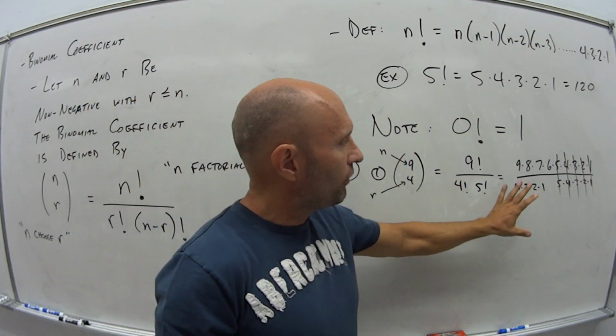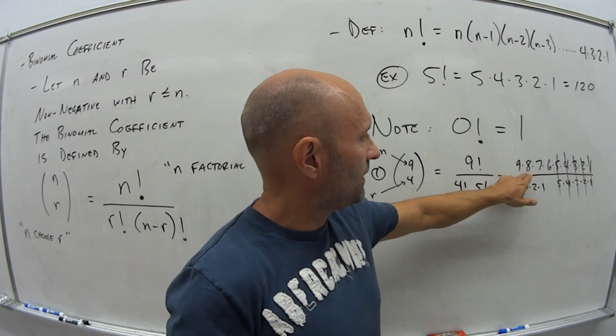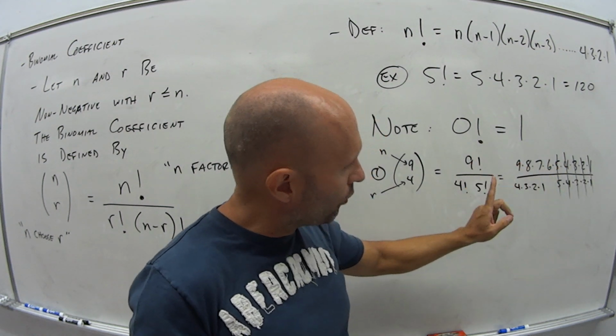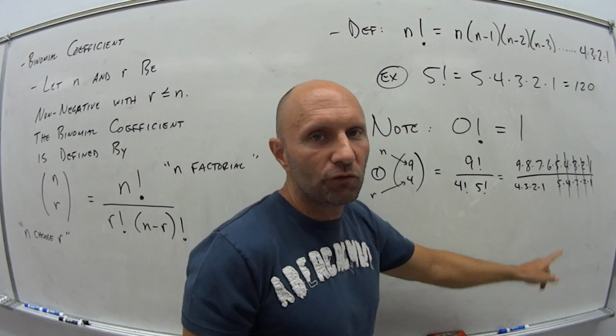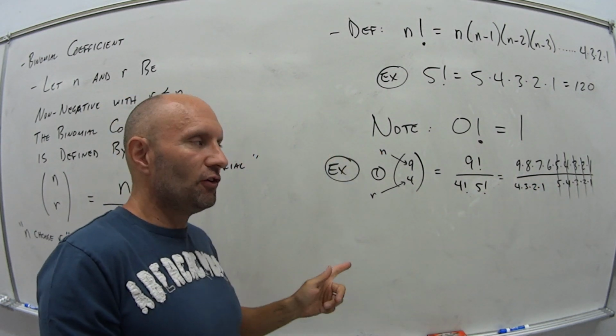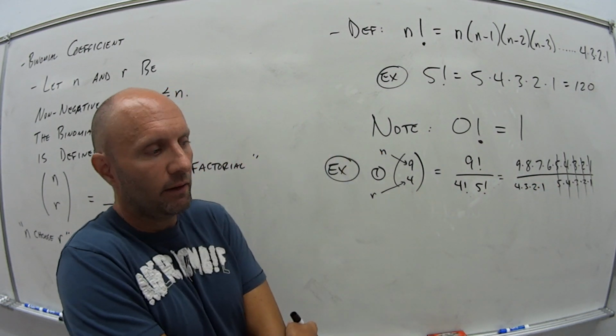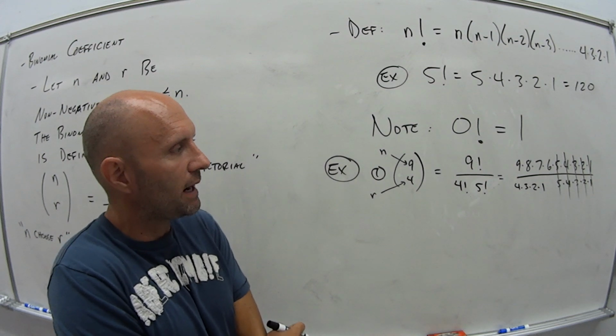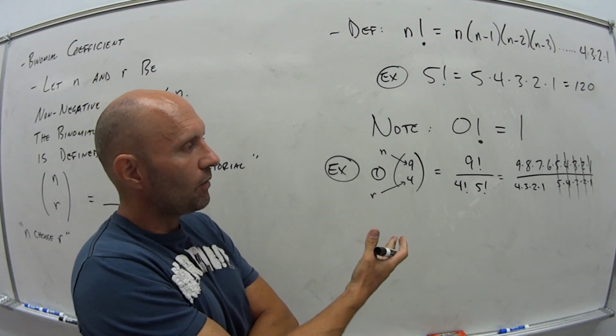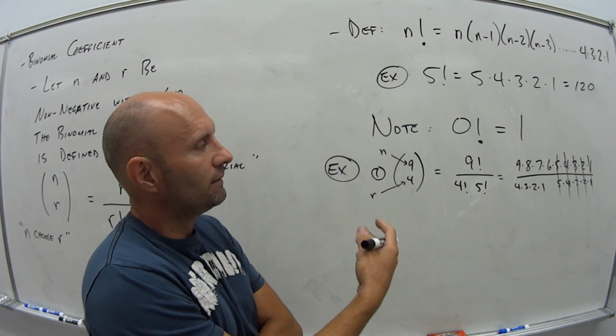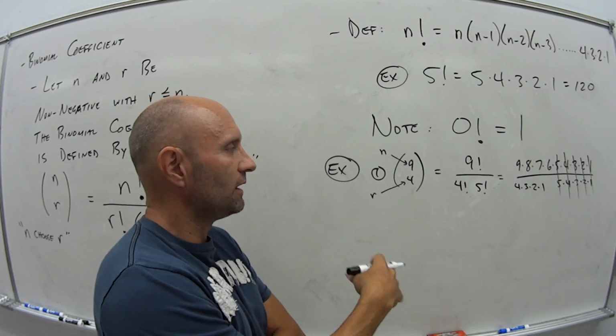So really, all that I'm left with is 9 times 8 times 7 times 6 over 4 times 3 times 2 times 1. I can still make this simple. You don't get to use a calculator on your exams, in class or final. So if you had to figure this out, you don't want to multiply 9 times 8 times 7 times 6 and then divide it by that.